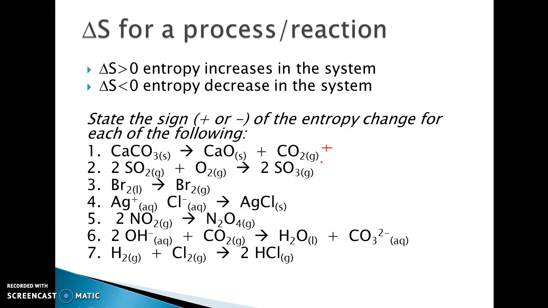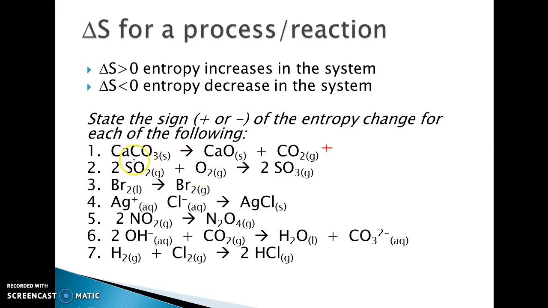Now I'd like you to pause the video and go through and try to predict the sign of the entropy change for each of these reactions. Okay, so now that you've tried that, I'm just going to run through these really quick.